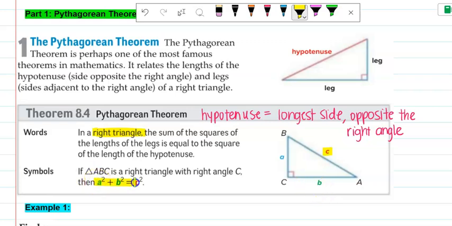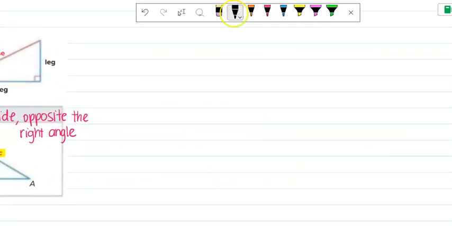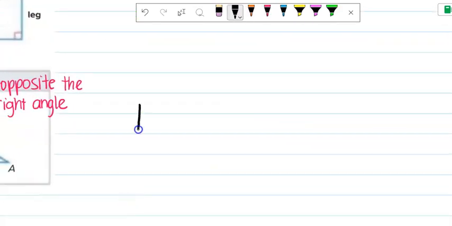So our Pythagorean theorem is one of the shorter legs squared plus the other shorter leg squared, and that will equal the hypotenuse squared. The basis of this, I'm going to draw you a little picture so you can see it. If we had a right triangle, let's say this is side A.